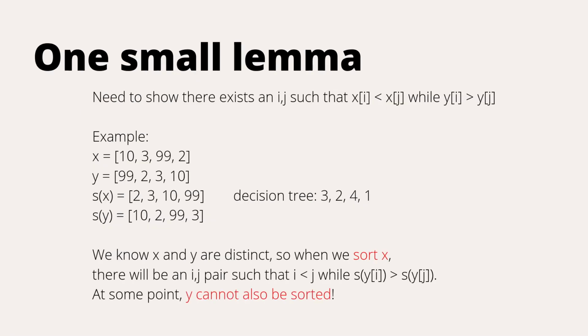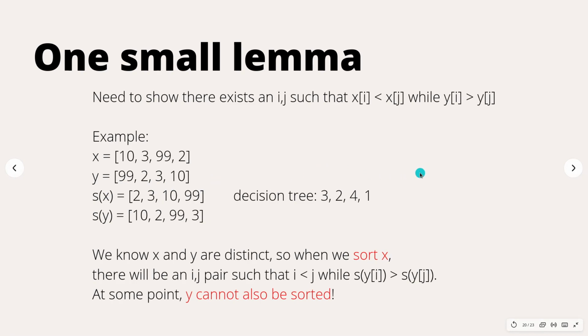And for the sake of completeness, we will show a small lemma for this proof. We need to show that there exists an i and j such that xi is less than xj while yi is greater than yj. So we'll illustrate this with a small example. We have an array x with the elements 10, 3, 99, 2. We have y as defined. It's a non-trivial permutation of x: 99, 2, 3, 10.